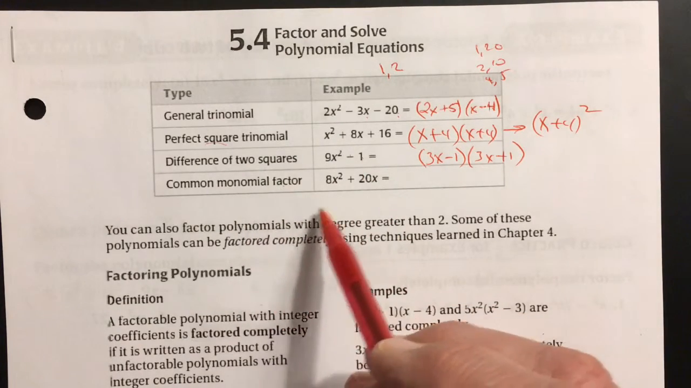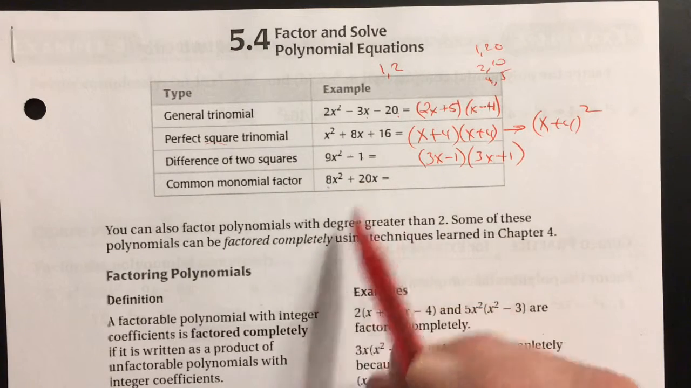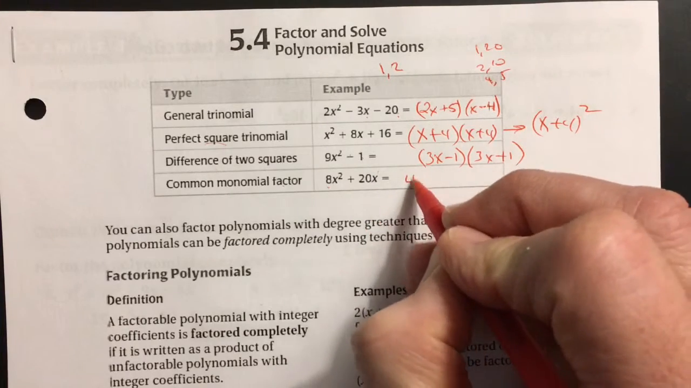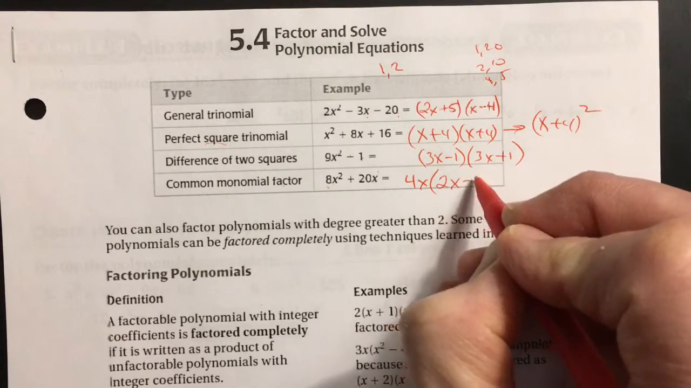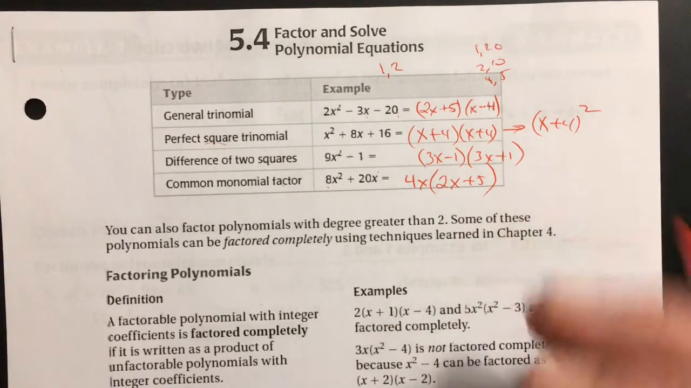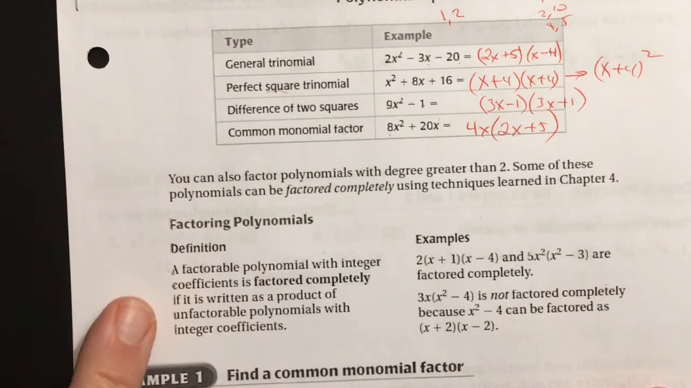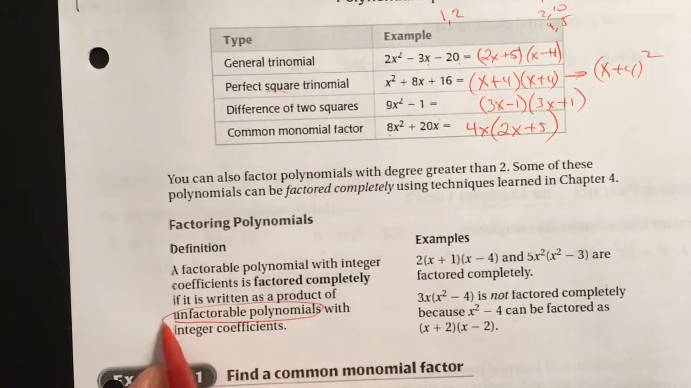Common monomial factors, quite simply just factor out what you can from both. A 4 comes out of 8 and 20, and one of the x, always take the smallest exponent. So we can factor out the 4x, so you have 2x plus 5. So those are things we've done previously. So again, when we're factoring polynomials, we're going to get down to the least factorable polynomials, or unfactorable. Keep going to the unfactorable.